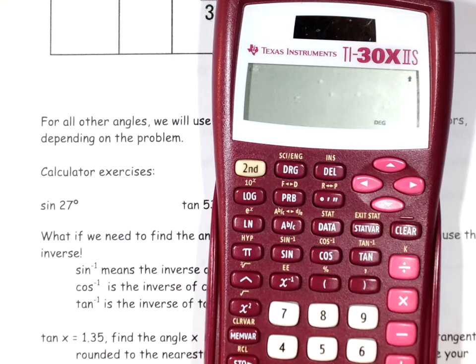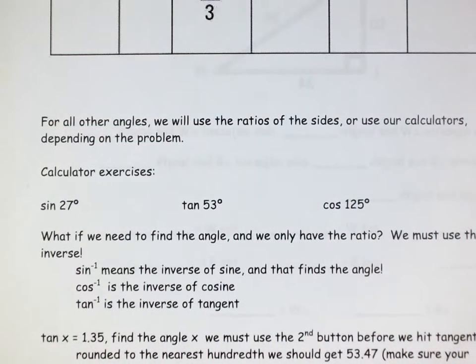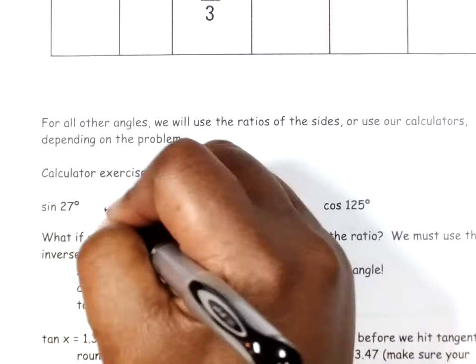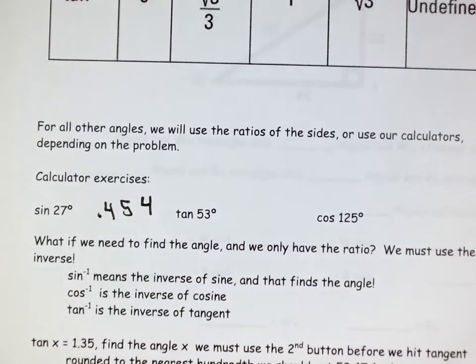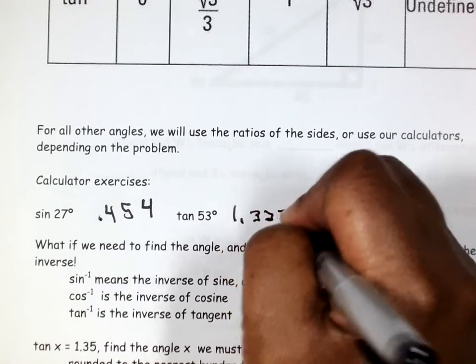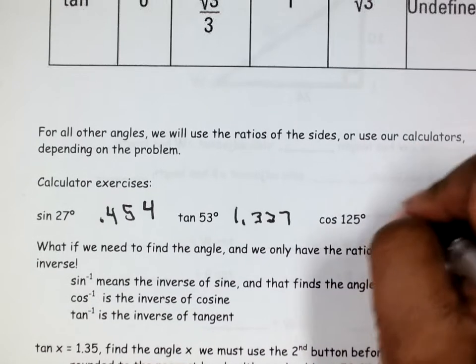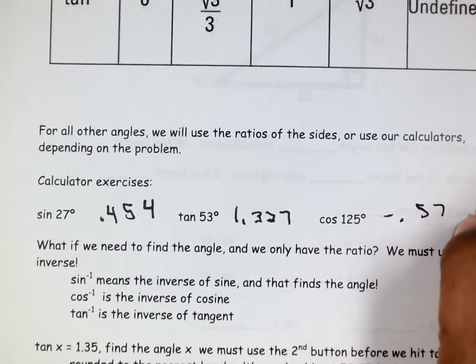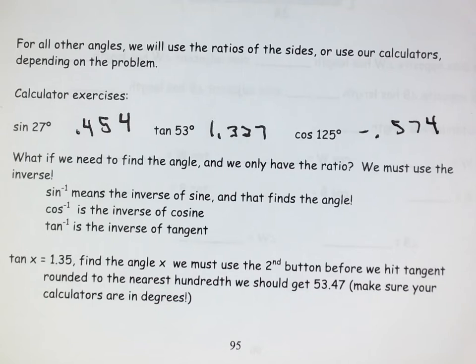So I'm going to hit just sine of 27. And that's 0.4539905. I'm just going to put it to the nearest thousandth. 0.454. And then tangent of 53 is 1.327. And cosine of 125 is negative 0.574.